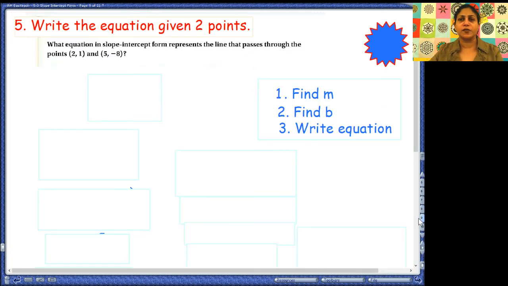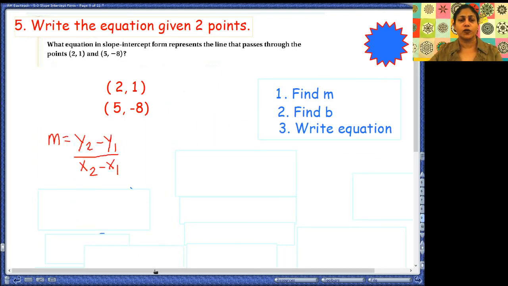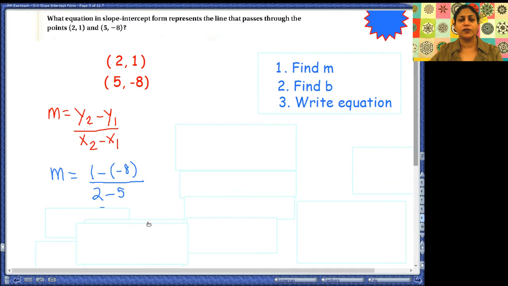Now this is perhaps the most important part. How do you write the equation if 2 points are given? You want to write the 2 points one below the other and then calculate slope. First you must write the slope formula. Plug in the values and then solve for m.